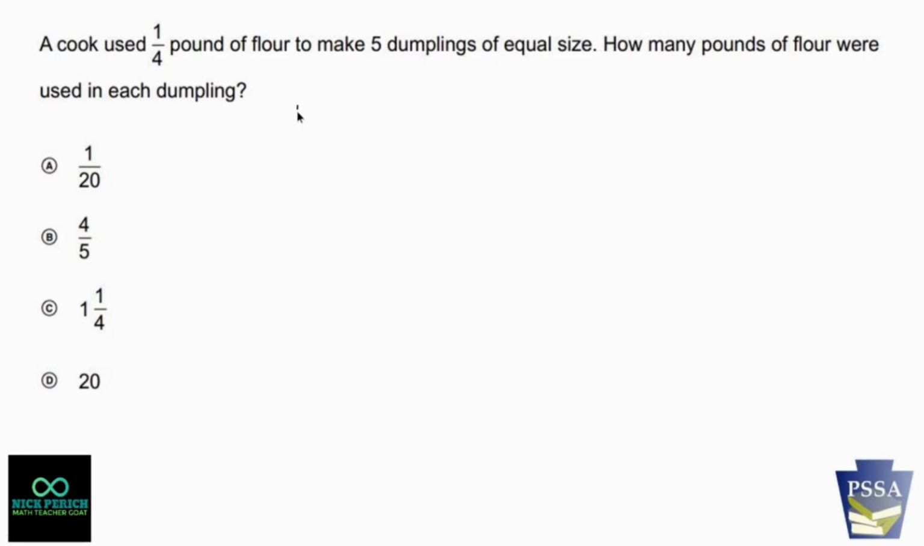So imagine that this is all the flour that he's using, and he needs to make 5 dumplings, and we care about how much is in each dumpling. So we're going to divide all of the flour by 5. Well, all of the flour was 1/4. So we're going to end up doing 1/4 divided by 5.